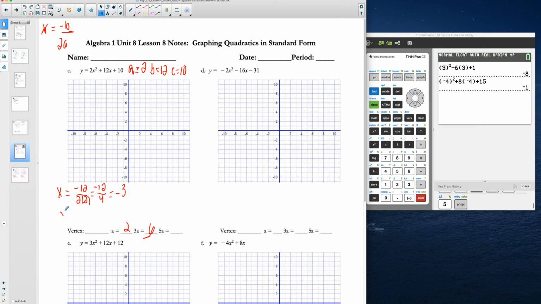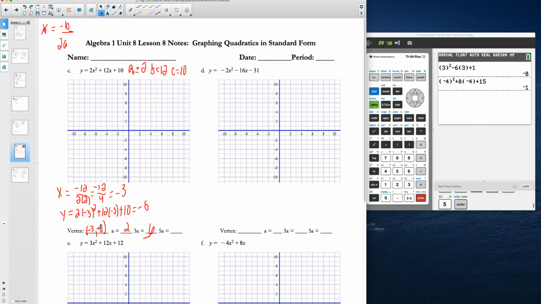And then once again, we just want to go back and plug that in. So y equals 2 times negative 3 squared plus 12 times negative 3, plus 10. And just to save some time, I've already used my calculator, but if you were to put this in your calculator, you should get negative 8. All right, so our vertex is negative 3, negative 8.